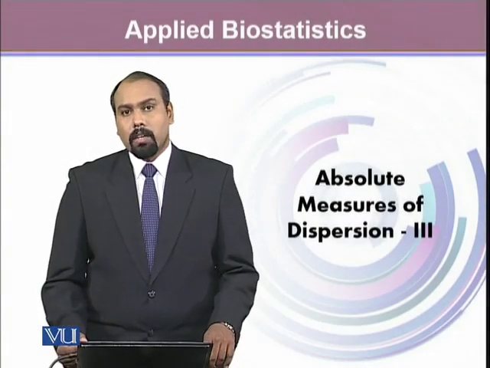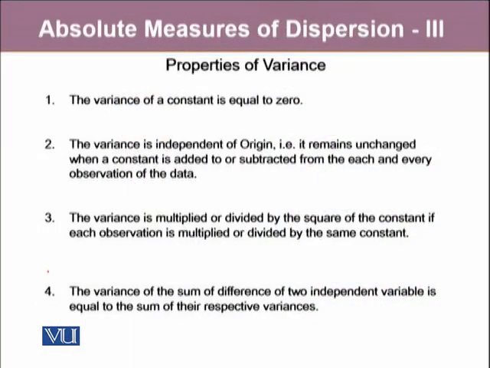We'll continue talking about the variance and the standard deviation. Over here, we'll talk about the different properties of variance. And these properties are somewhat true for the standard deviation with a slight variation in them. That the variance of a constant is equal to 0.